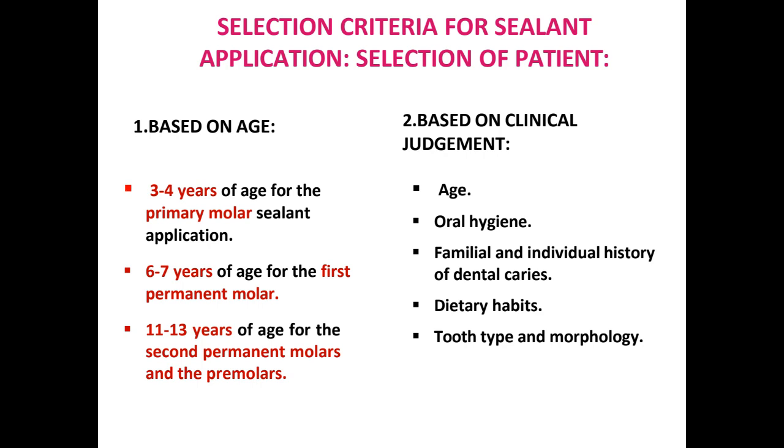Now, the first part is the age. Keep the age under consideration. Next is the oral hygiene, whether the patient is maintaining the oral hygiene practices correctly or not. Then if there is a familial or individual history of dental caries, that is, if the patient is in the high risk category also. If the dietary habits are not good. Then tooth type and morphology. Depending upon the different types of tooth morphology, we decide whether to place them or not. So basically, in amelogenesis imperfecta or dentinogenesis imperfecta, we don't go with the placement of pit and fissure sealant. So you need to understand the tooth type and morphology, and based upon that, we can decide whether to place sealant or not. So keep in mind, we can decide the selection of patient based upon the age or based upon the clinical judgment.